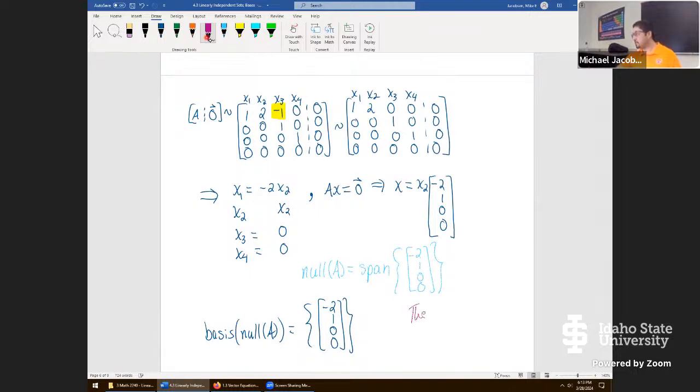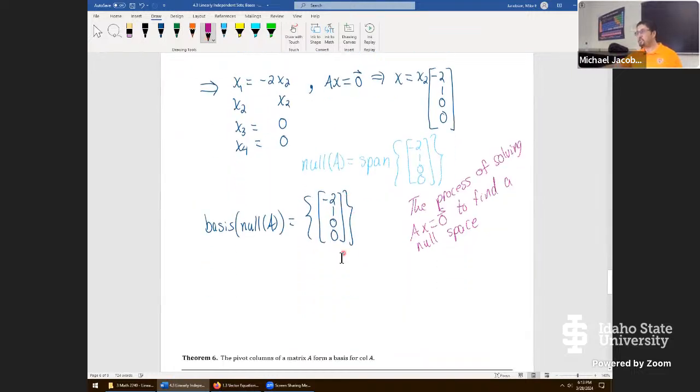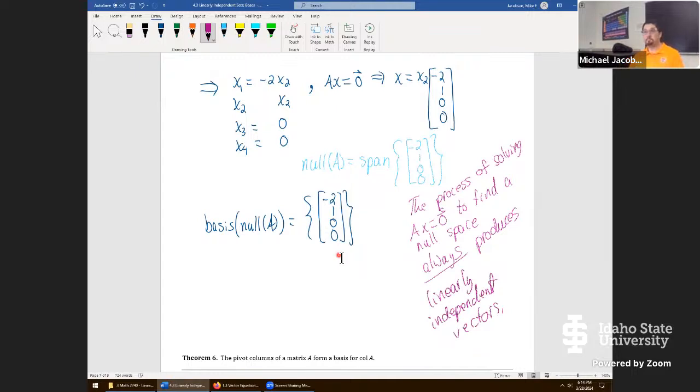The process of solving AX equals 0 to find a null space. Now, this isn't a fluke. It always produces linearly independent vectors. So what happened in this problem will happen all the time.